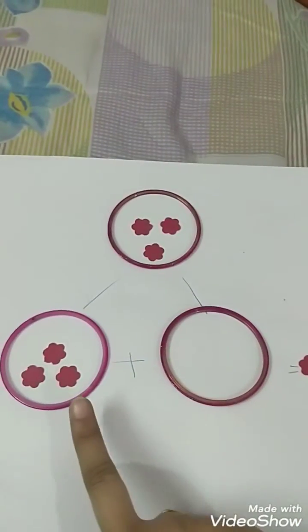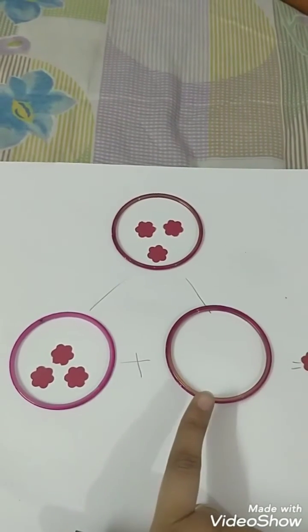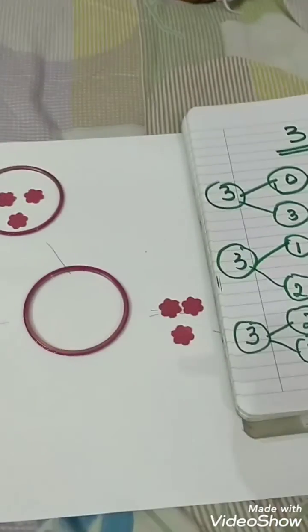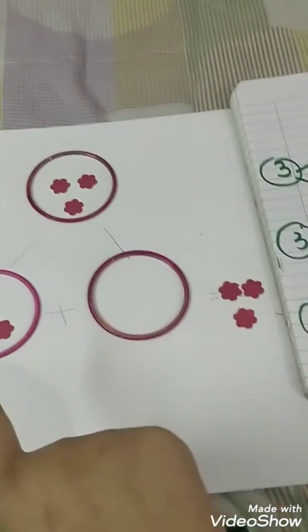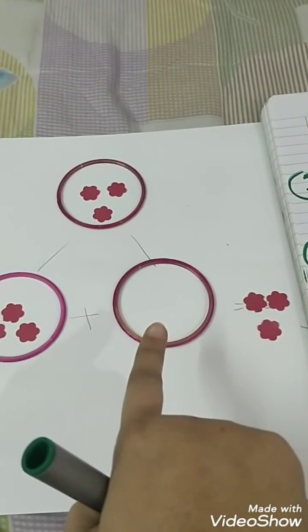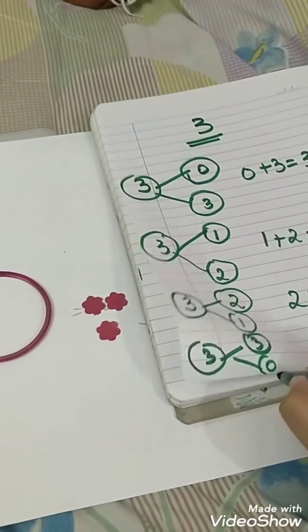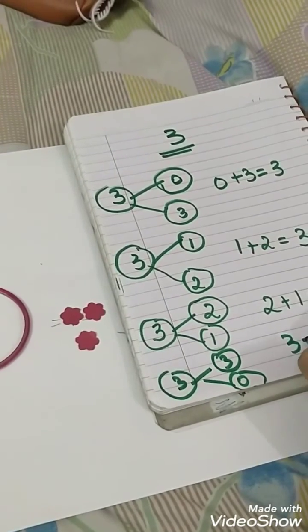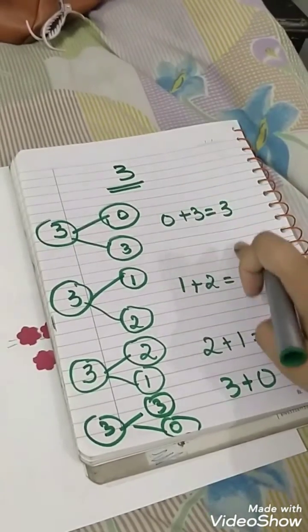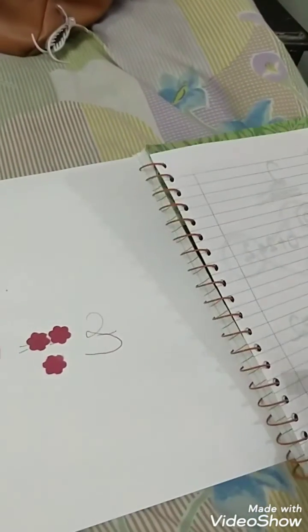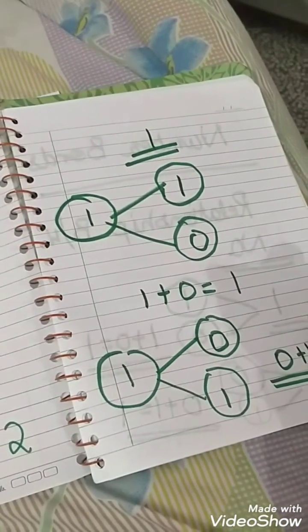And for the last one, let me remove this flower from this circle and keep it over here. So can I say we have 3 flowers in this and 0 in this? So 3 plus 0 gives me 3. So the last number bond becomes 3. In the first circle we have 3 and in the second circle we have 0. So we will make number bond 3 and 0. So we can say 3 plus 0 equals 3. So for 3 we have 4 number bonds. For 2 we have 3 number bonds. For 1 we have 2 number bonds.